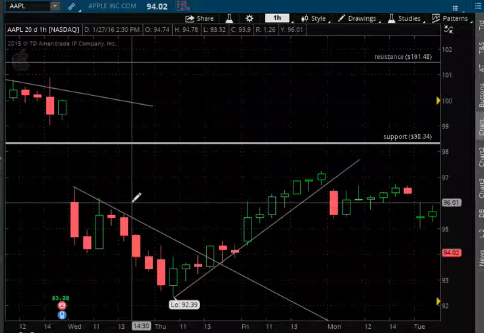So this is how Joel analyzes charts. This is how Joel looks at support and resistance levels. Everybody's going to have their own way of doing things, but this is how I analyze charts. So hopefully I helped you.